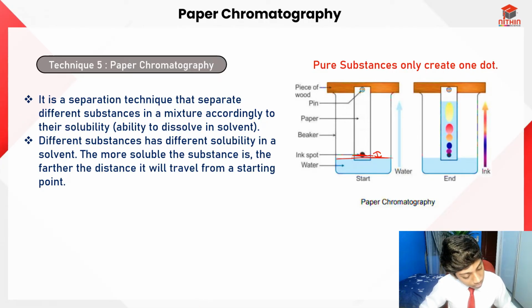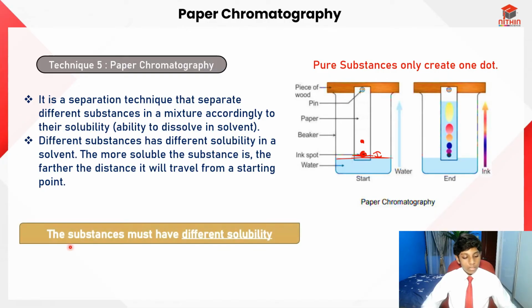So basically, what I'm trying to say is, this dot over here, when the water rises, only another dot forms. It can form anywhere on the paper. It can form here, here, anywhere, but it should be only one dot. And if one dot forms, it means that the substance you have put on the piece of paper is actually a pure substance.